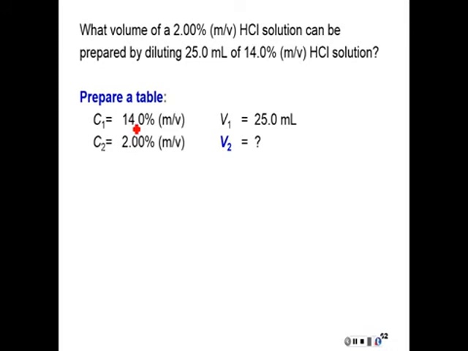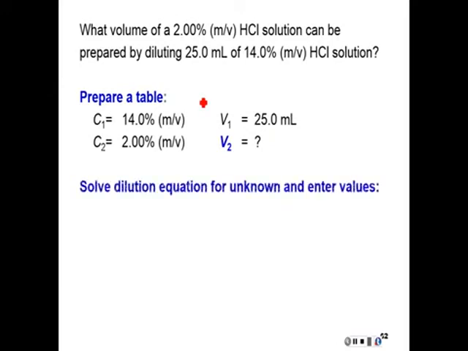So if the concentration is going to go down to only 1/7 of what it was, that means the volume is going to have to go up 7 times. So I bet 7 times this number is our answer. Let's just go through the solution.